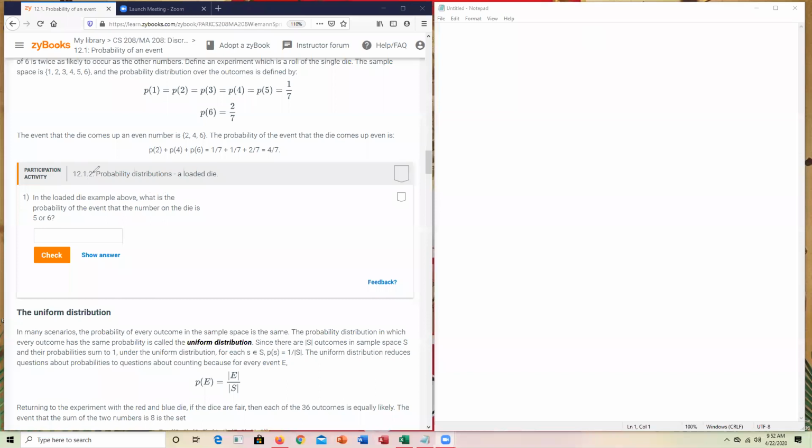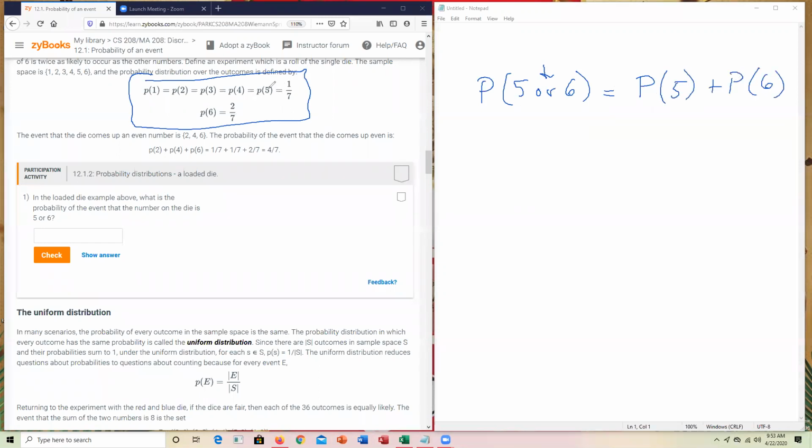Okay, for 12.1.2, they give us in the problem right above that the five can occur 1/7 of the time and six could occur 2/7 of the time. So to find the probability of five or six, when we look at the word or in probability, it is addition. So we're looking at the probability of five plus the probability of six. Probability of five was given as 1/7. The probability of six was 2/7. If I add those two fractions together, I end up with 3/7. So let's key in 3/7 there, check it, and we have the correct answer on that participation activity.